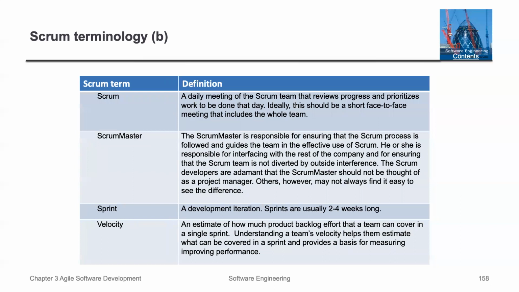And continuing on, so Scrum, a daily meeting of the Scrum team that provides progress and priorities. The Scrum Master is responsible for ensuring the Scrum process is followed. A sprint is a development iteration. And finally, velocity. This is an estimate of how much product backlog effort a team can cover in a single sprint.